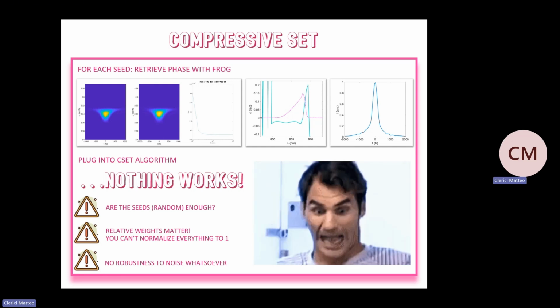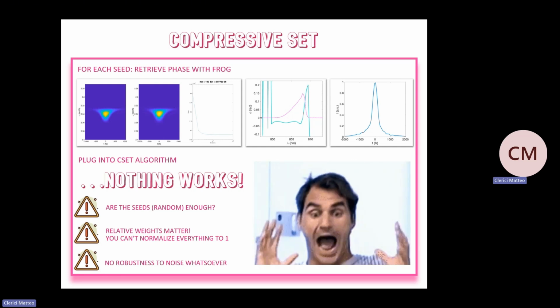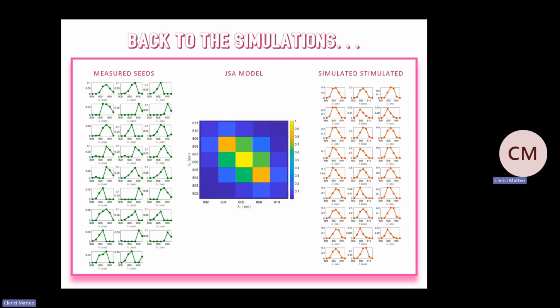So you have to have at least a ballpark number of the percentage of noise that you have to add and so on. But since nothing was working, we said, okay, let's go back to the simulation for a second, but let's do a simulation informed from the measurement. So we take the measured seeds, so that at least we know that with this seed it should or shouldn't work. And then we use a JSA model, which is the one that we suspect to have. And from these, we retrieve the stimulated signal. So we simulate the stimulated signal starting from the measured seeds and the model we want to retrieve.